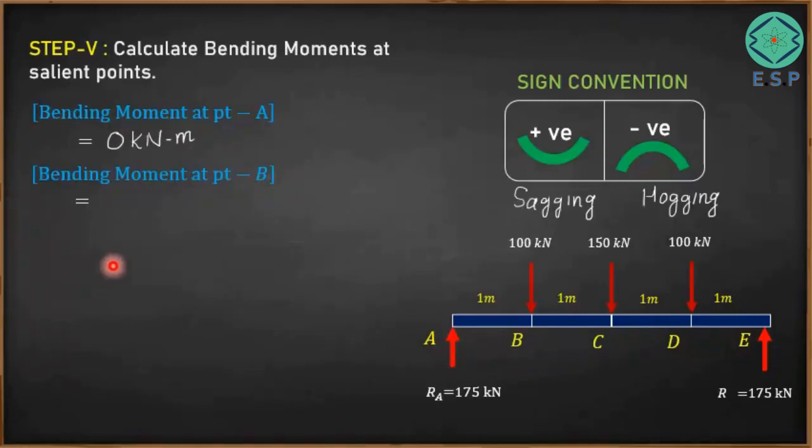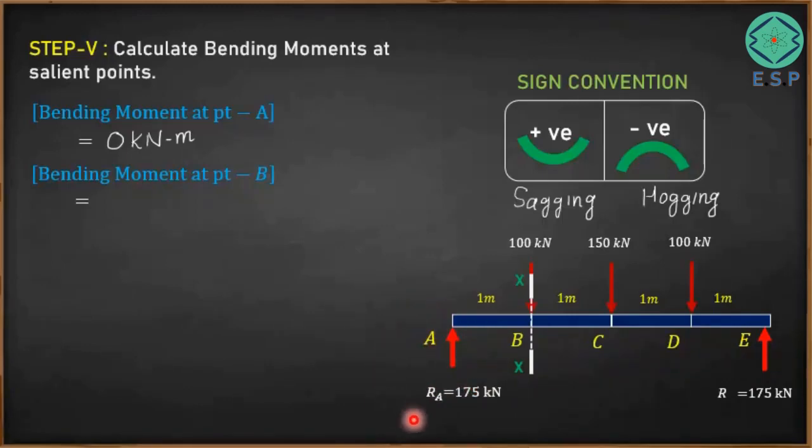Now we would like to calculate the bending moment at point B. To calculate it, the section will be taken at point B. So we have considered a section XX at point B. Now we shall consider all the forces acting on the left hand side of this section XX, and calculate the moment caused by these forces at point B. Here we have only the force RA, 175 kilonewton, on the left hand side of section XX, which is kept at point B. So the bending moment at point B will be caused due to this force of 175 kilonewton.